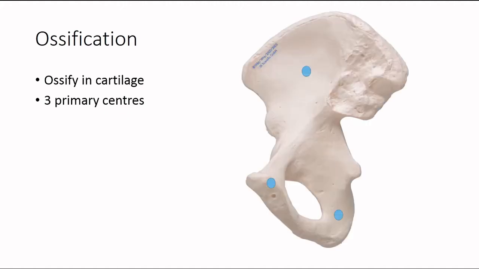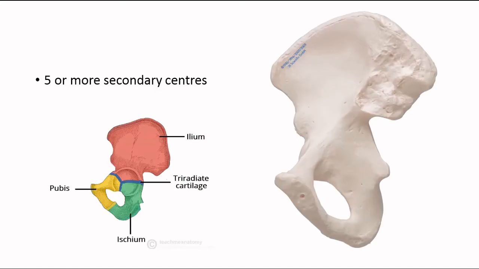Now ossification. Hip bone ossifies in cartilage by 3 primary centers and 5 or more secondary centers. 3 primary centers are one for ilium, one for pubis, and one for ischium. 5 or more secondary centers, they are 2 for iliac crest, 2 for tri-radiate cartilage in the acetabulum, and 1 for ischial tuberosity. And these secondary centers appear at the puberty.